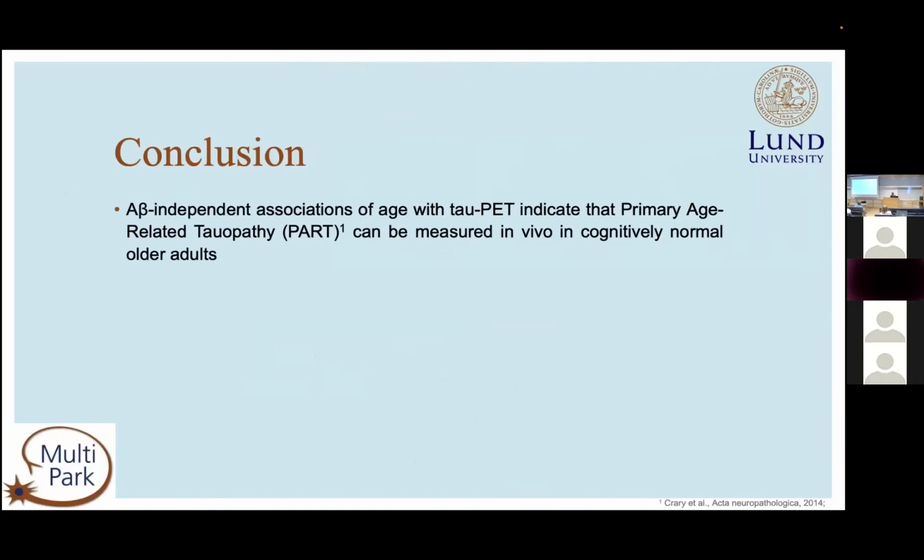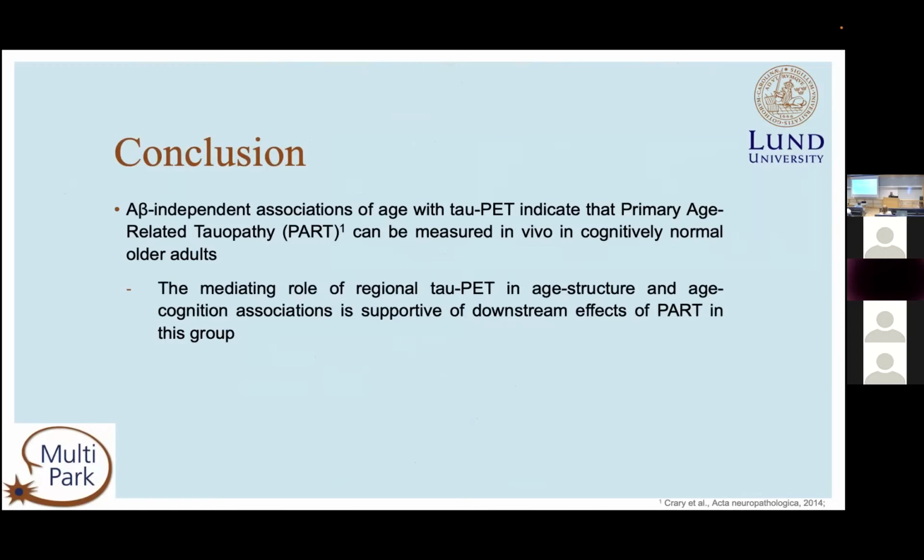To summarize, we see amyloid independent associations of age with tau PET, which could indicate that primary age-related tauopathy can be measured in vivo in cognitively normal older adults, and the mediating role of regional tau PET in age structure and age cognition associations is supportive of downstream effects of PART in this group. This may also support anti-tau interventions in age-related neurodegeneration.